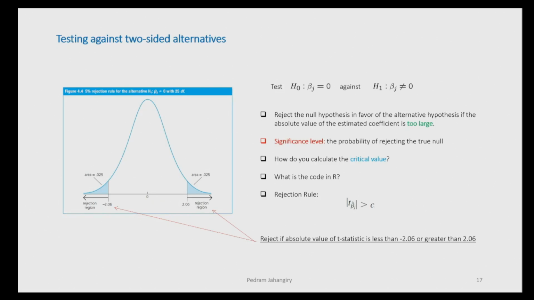So the two-sided alternative is if you want to test if a coefficient is relevant or not, if it is not equal to 0. Okay, we're going to reject the null in favor of the alternative if your statistic is too large. What does too large mean? I have to look at the significance level.